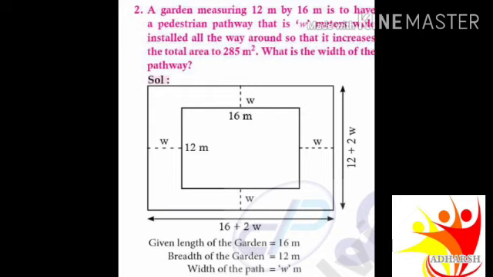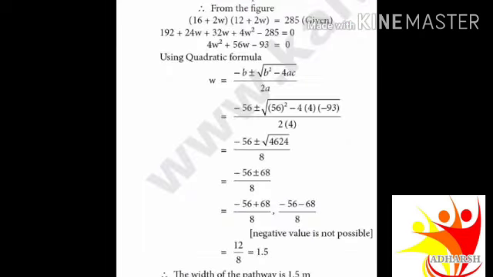Now the solution. Given that the length of the garden equals 16 meter, breadth of the garden equals 12 meter, and the width of the path is W meter. From the figure, the total area equals 285 meter square. The area of a rectangle is L into B. So L equals 16 plus 2W, B equals 12 plus 2W. So L into B equals the total area, 285.